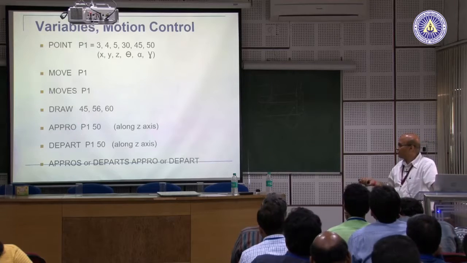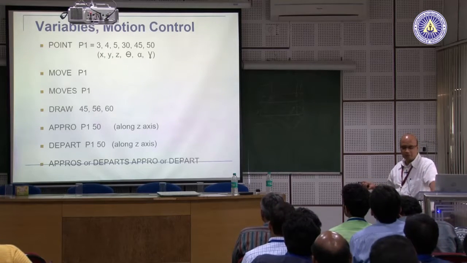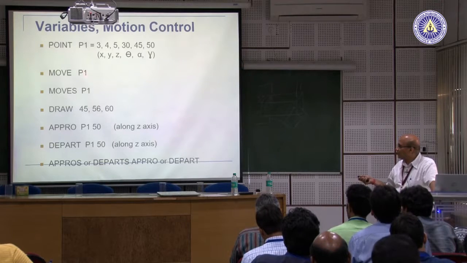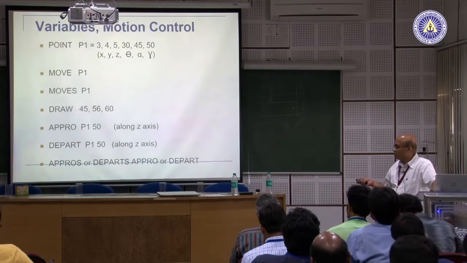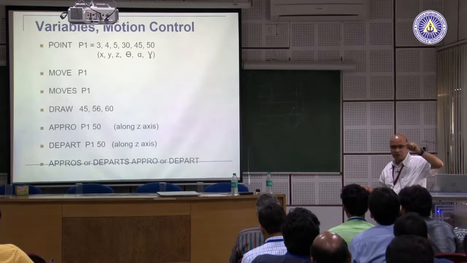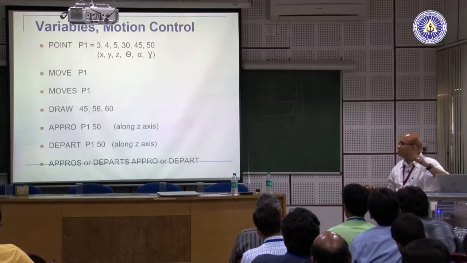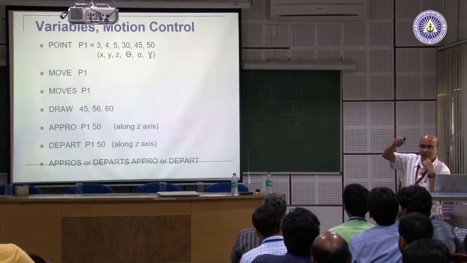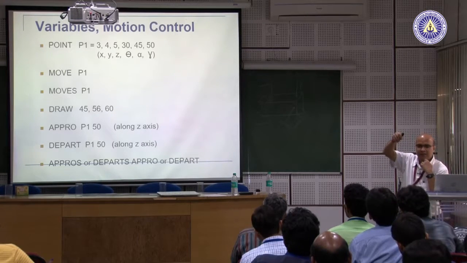Draw and approach are two commands which are commonly used. Draw basically means that if you are giving it a coordinate P1 and it has gone near P1 but not exactly P1, you want to correct a little bit. Why? Because it's very difficult to get coordinates in space. So they would give an approximate coordinate somewhere near and then make a final correction.